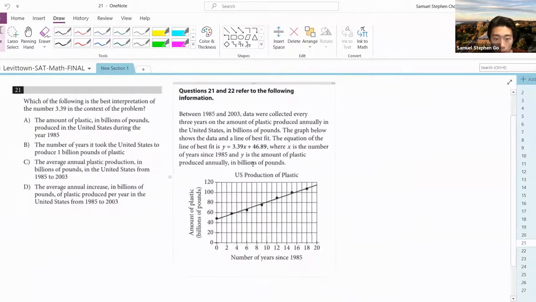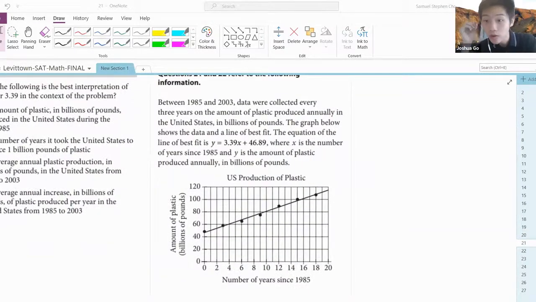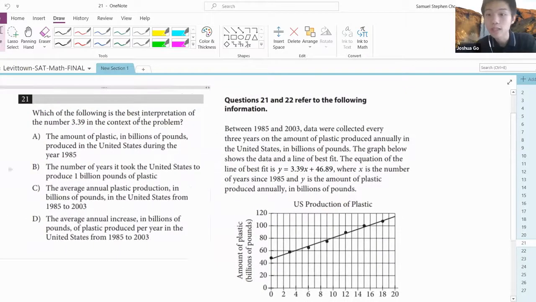All right, so here we're given another graph. It says between 1985 and 2003, the data were collected every 3 years on the amount of plastic produced annually in the United States in billions of pounds. The graph below shows the data and the best line of fit. The equation for the line of best fit is y equals 3.39x plus 46.89, where x is the number of years since 1985, and y is the amount of plastic produced annually in billions of pounds.